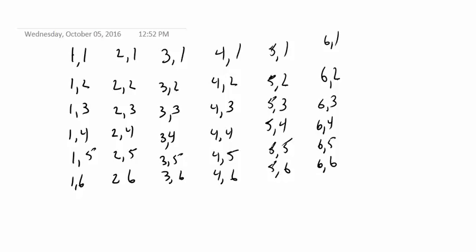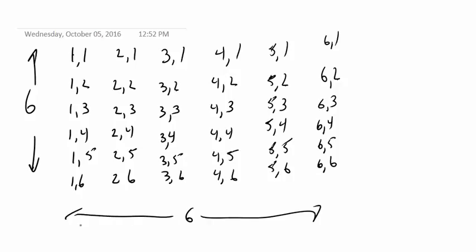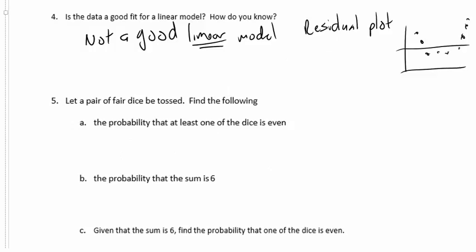So a couple things we hopefully notice. We should notice there's 36 possibilities here. Again, there's 6 options going this way and 6 options going that way. So that's why there's 36 choices, if you count them all out. All right, let's jump back to the actual questions then.